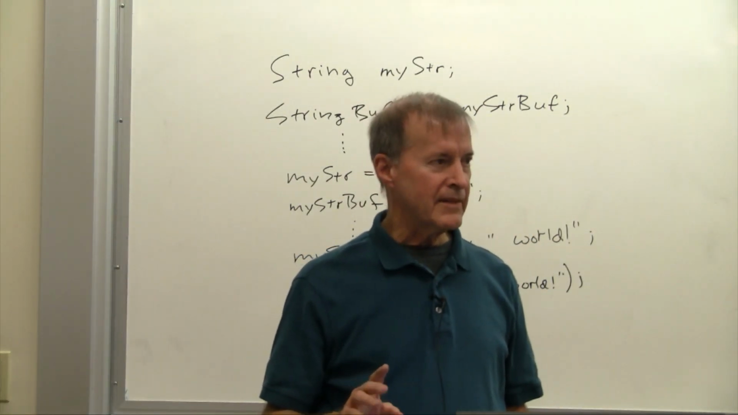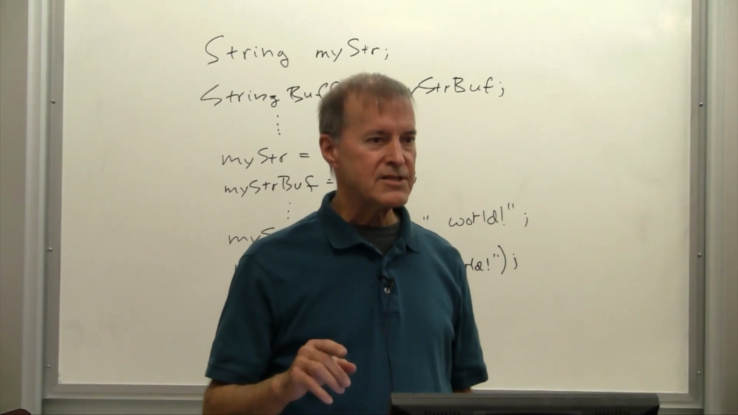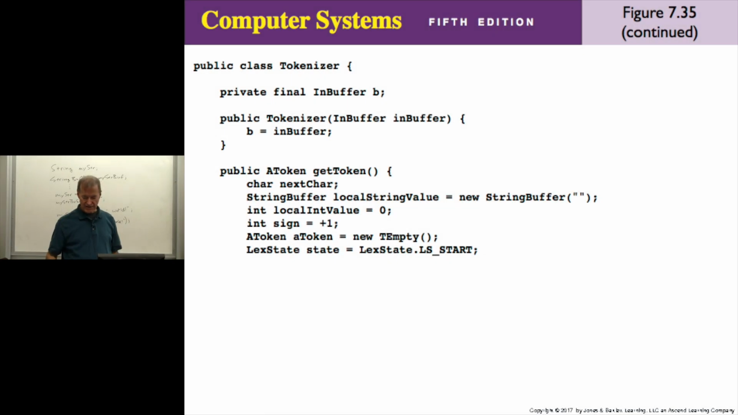Now, what I'd like to do for the rest of this time is, what we did last time is we did a code walkthrough of this get token in figure 7.35, public abstract token get token. So get token returns an abstract token. What I'd like to do now for the rest of this time is to see how this gets called, right?